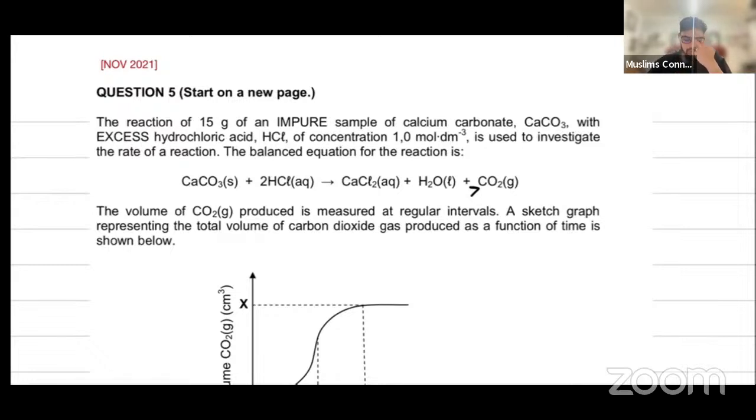Okay, cool. So we have this graph, right? It's the volume of CO2 being produced. So tell me, is this a product graph or a reactant graph? What kind of graph is this?